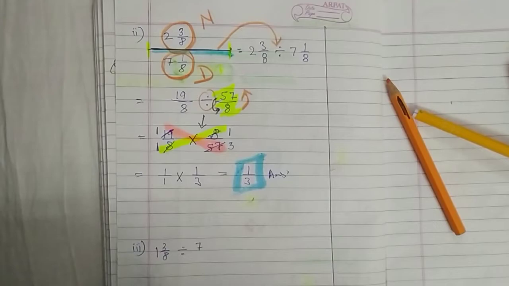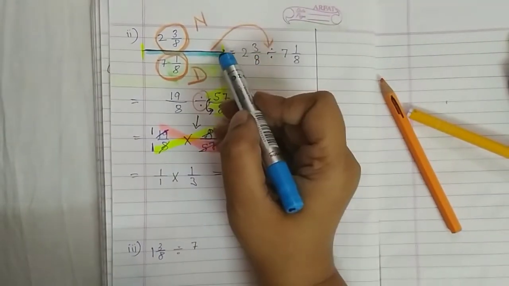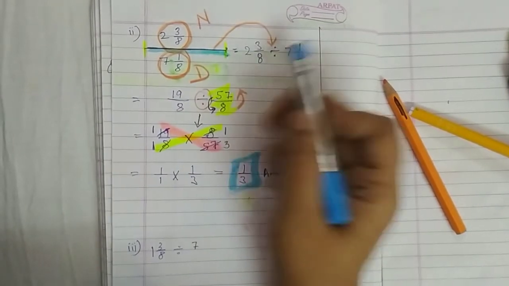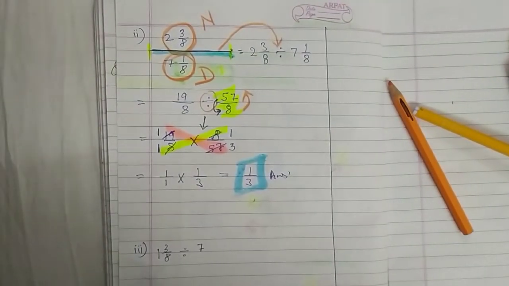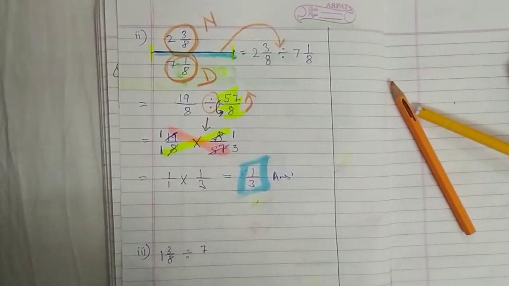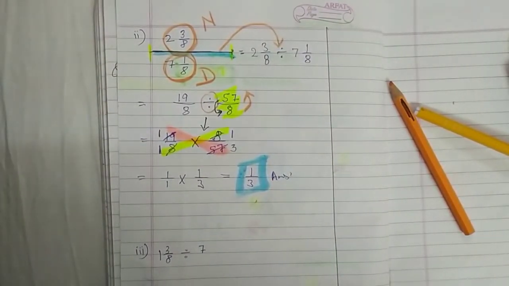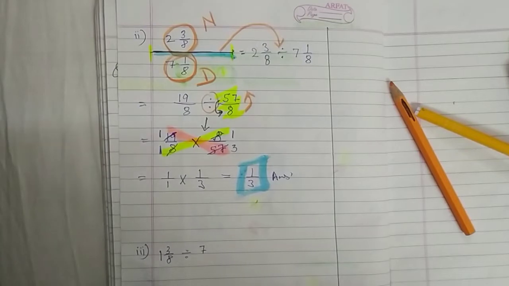Clear? Simple? Children, I am repeating. Don't be scared of this division bar. This division bar will be changed into division sign. And then you have to take the reciprocal of the divisor, and the moment you take the reciprocal of the divisor, your division sign will change into multiplication. Clear?